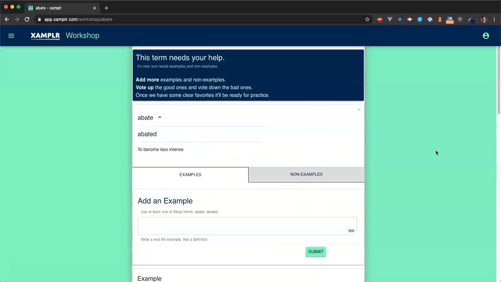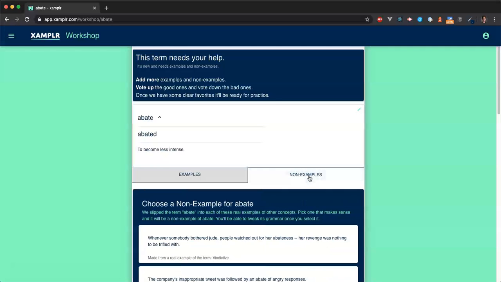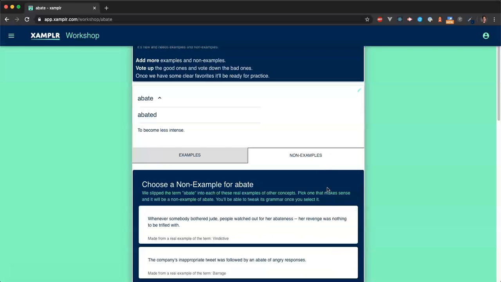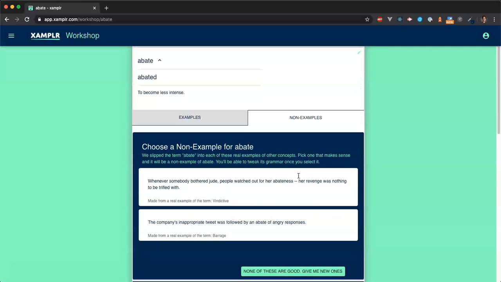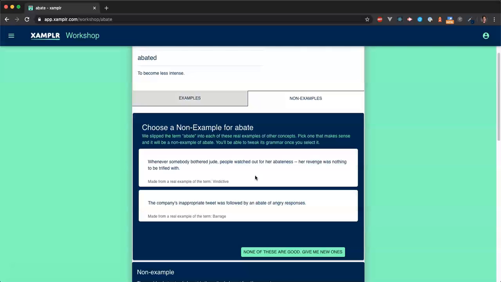That's not the only thing you should be doing from the workshop. You should also add non-examples. Remember, we need non-examples as well to make Xamplr work to differentiate from the real examples. So here are two examples of another term. You remember how this works. The non-examples are made out of examples of other terms.